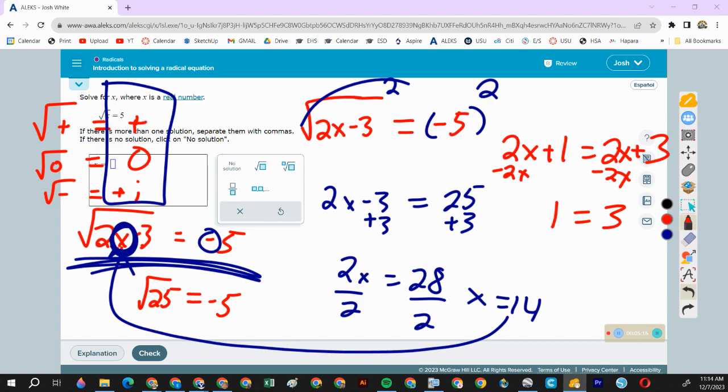Now, what if it was a third root? What if this was a 3? Can a third root equal negative 5? Yeah, it could. That'd be fine. What about a fourth root? No. Now, graphically, what's going on?